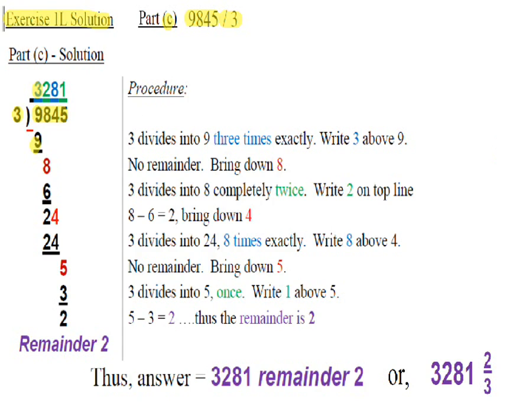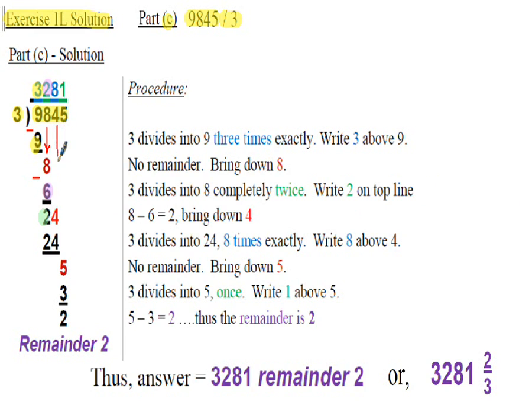Subtracting the values leaves us with 0. Next we bring down the 8, shown here. So how many times does 3 divide completely into 8? It goes twice, and 3 times 2 is 6. Again subtracting, 8 take away 6 leaves us with 2.